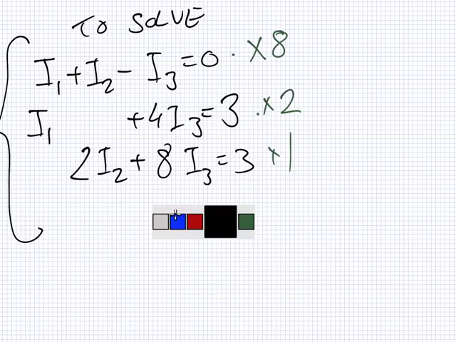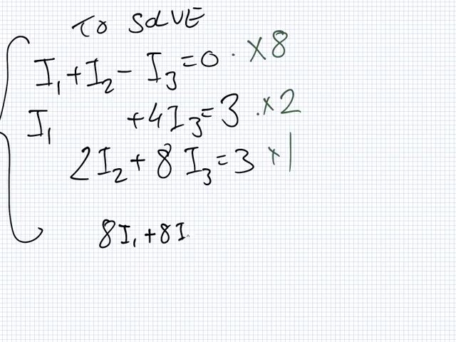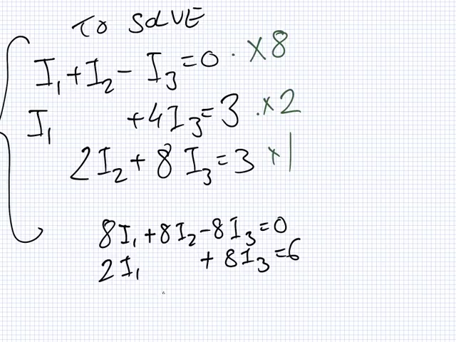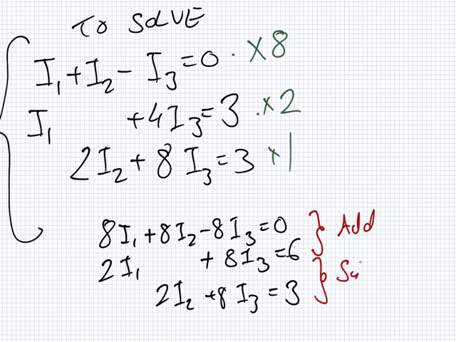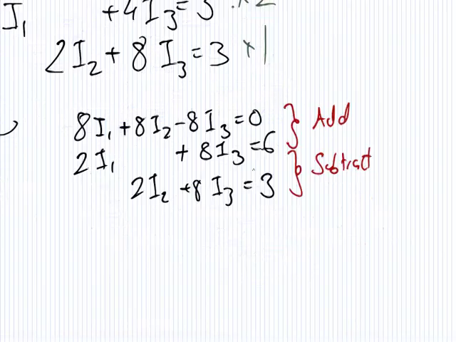So now you can get 8I1 plus 8I2 minus 8I3 equals 0. Here you would get 2I1 plus 8I3 equals 6. And here 2I2 plus 8I3 equals 3. Now how do I cancel the I3s here? Do I add or subtract my equations? Add, because they're already opposite. And here, how can I cancel them? Subtract, yeah. So, let's do that.